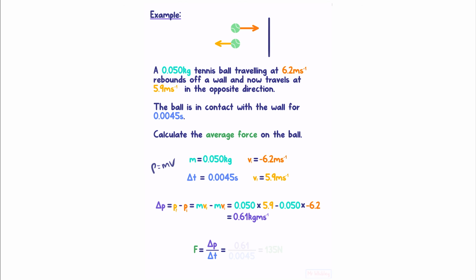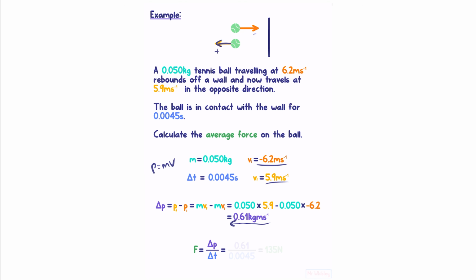Now back to the question of making velocities negative. The way I set this question up was that our 5.9 was positive and our negative 6.2 was negative. The fact that we've got a positive change in momentum out means that it's pointing in our positive direction, which we've defined up here as this direction. So the direction of our change in momentum is the same.